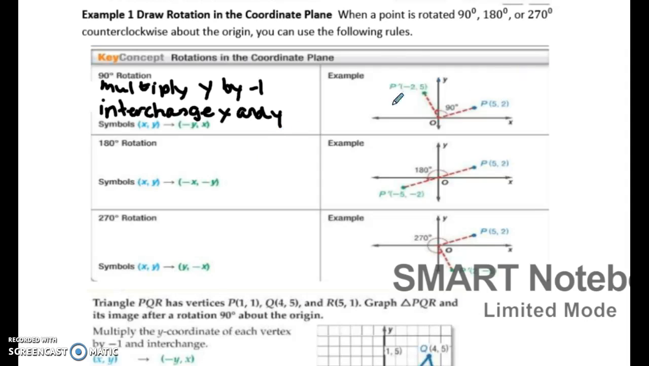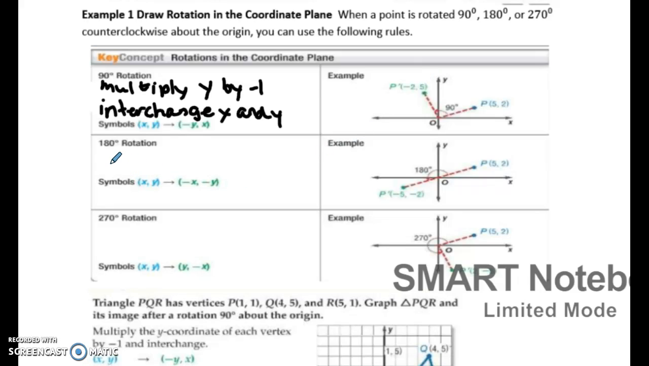So what I mean by that is if you look over at this picture, we have the point P, which is at (5, 2). So to rotate it 90 degrees, from the blue to the green, we're going to first of all make the y value negative, so 2 becomes -2, and we're going to flip their places. So -2 becomes the x value, 5 becomes the y value.